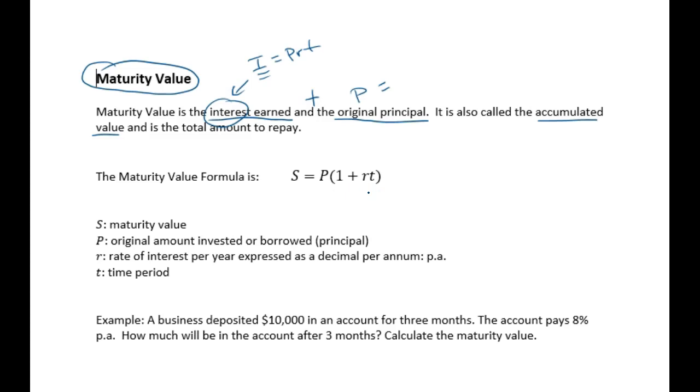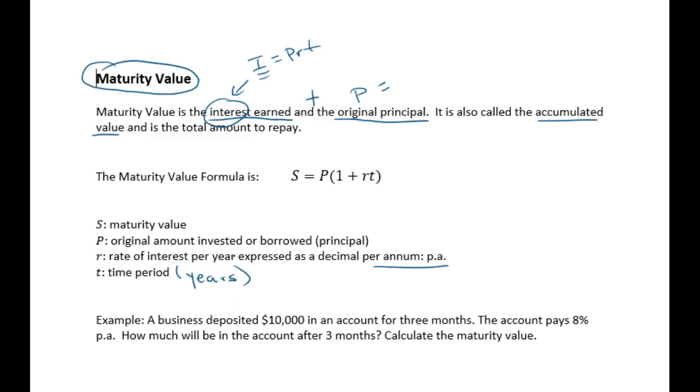We've seen most of these symbols already. S is going to stand for maturity value, so the final amount at the end is principal plus interest. P is our original amount, our principal. R is the rate of interest, again per annum, so we're showing it in a decimal format, and T is our time period. Remember, this must be expressed in years to utilize our formula.